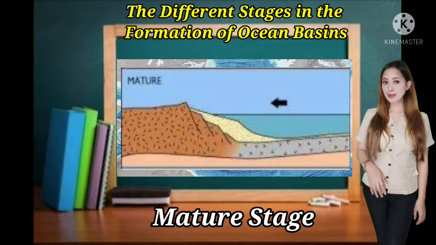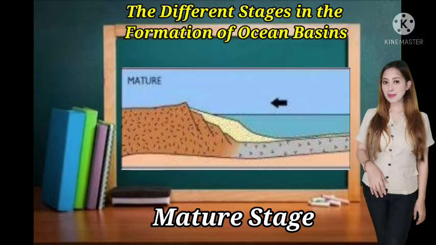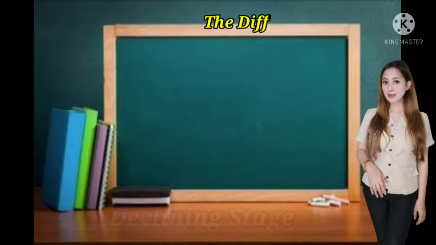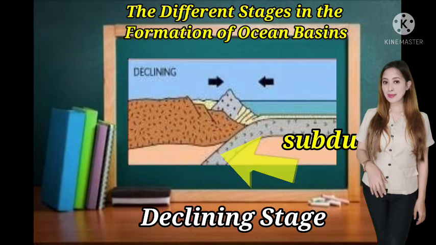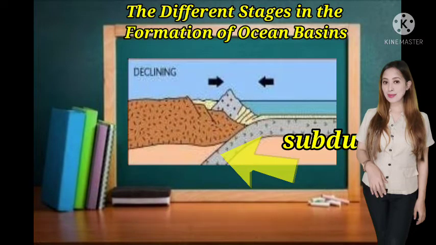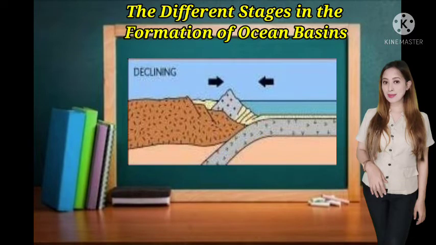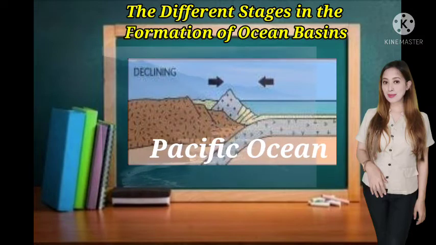Then, to know whether the ocean basin is in the mature stage or not, there is a characteristic that you can look for. The characteristic is the existence of the continental margins in the ocean seafloor that creates the ocean basins. In the declining stage, the movement that happens is the continuous subduction. Because of this, the ocean seafloor and also the ocean ridge are being eliminated. One example of the declining stage is the Pacific Ocean.